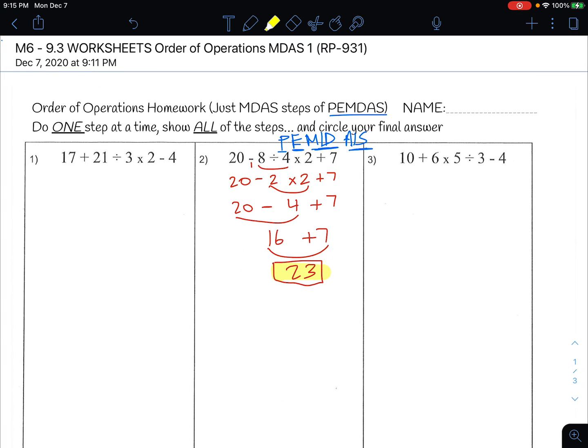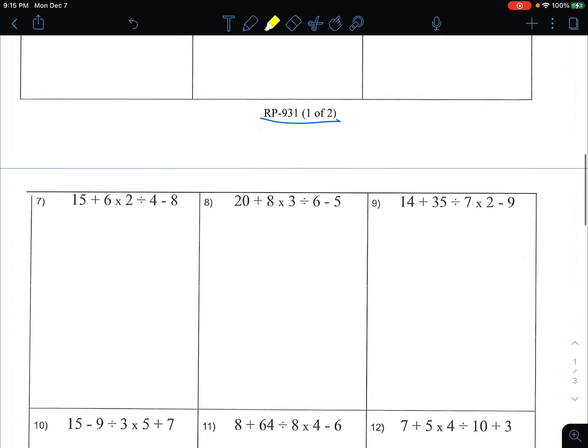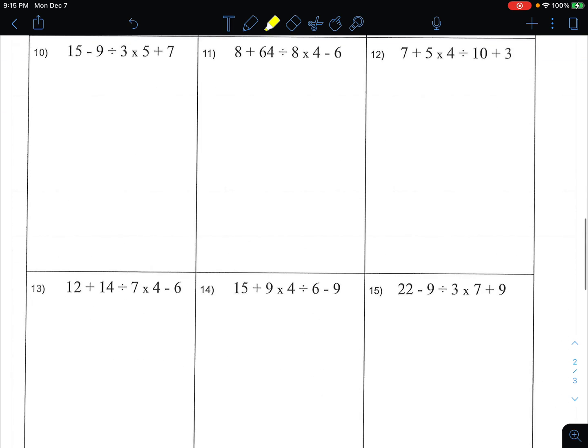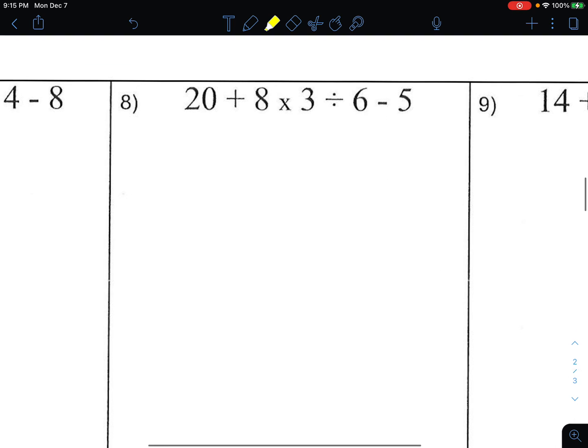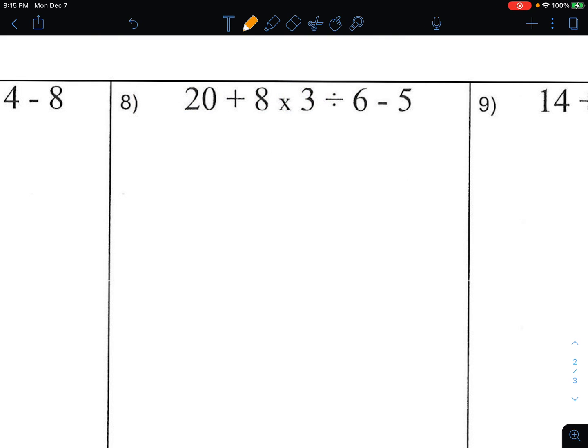All right, so I'm going to jump down. Let's do 2 more problems. Let's go ahead and do number 8, which looks fun, and then maybe number 14. So let's go with 8. Number 8 starts with, let's do orange this time. Remember, P, E, and then MD, and then finally AS. We have no parentheses, no exponents. We have some multiplication and division right here.